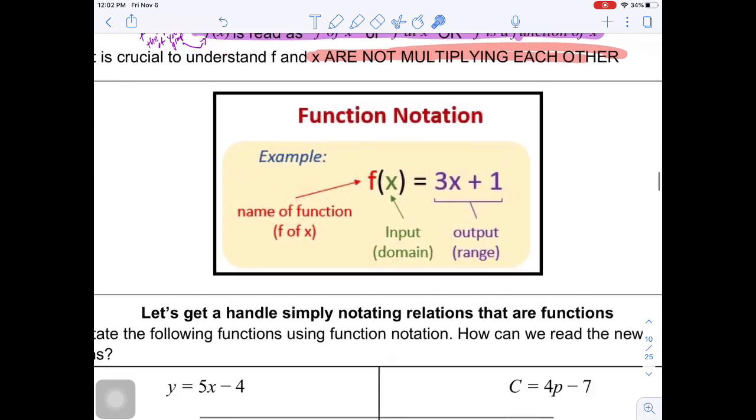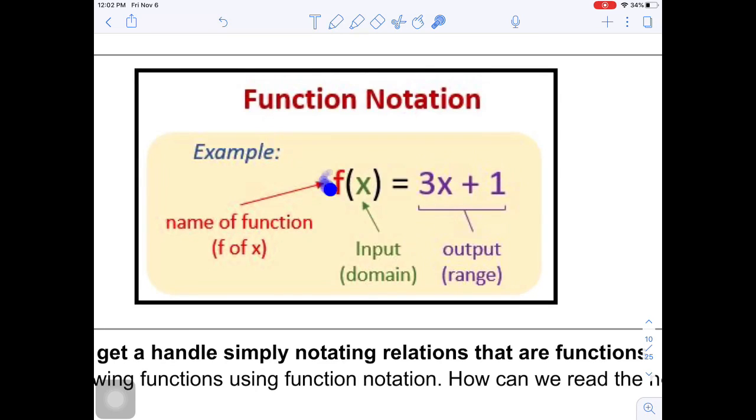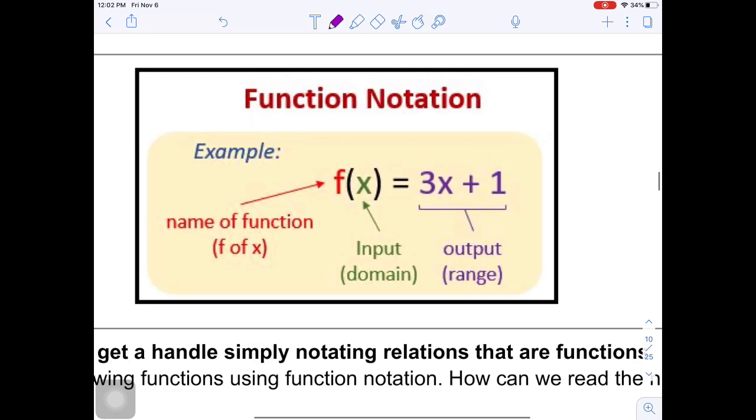Looking down here at a little example of function notation, this is representing f of x. Here is your input value, also your domain value, also representing an independent variable. And f of x is your output. So f of x is also equal to 3x plus 1.